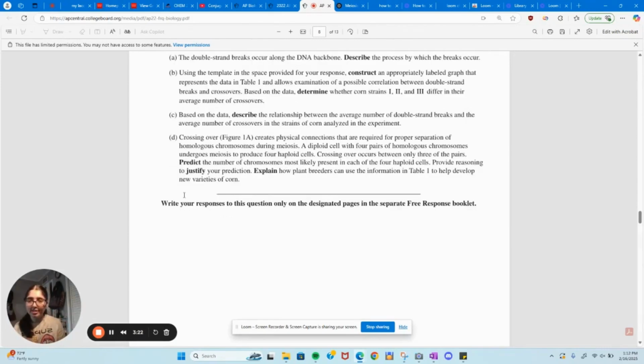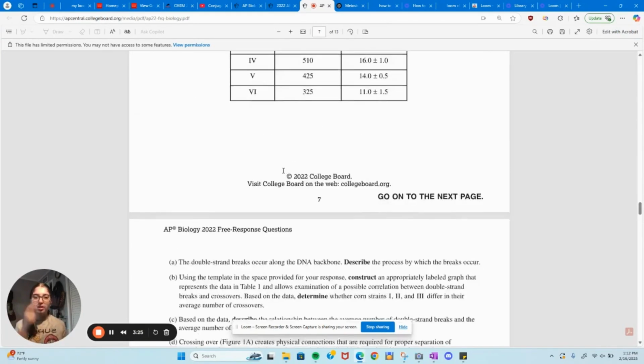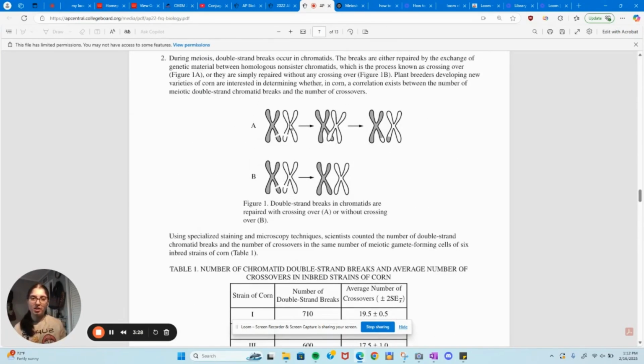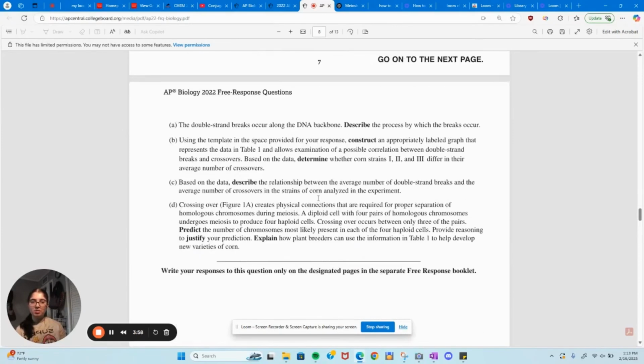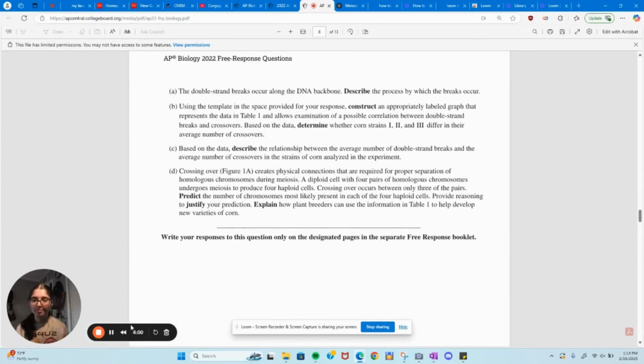So part D says crossing over, which is exemplified in figure 1A. That is this thing right here, figure 1A. Creates physical connections that are required for proper separation of homologous chromosomes during meiosis. A diploid cell with 4 pairs of homologous chromosomes undergoes meiosis to produce 4 haploid cells. Crossing over occurs between only 3 of the pairs. Predict the number of chromosomes most likely present in each of the 4 haploid cells. Provide reasoning to justify your prediction, and explain how plant breeders can use the information in Table 1, which is right here, to help develop new varieties of corn.